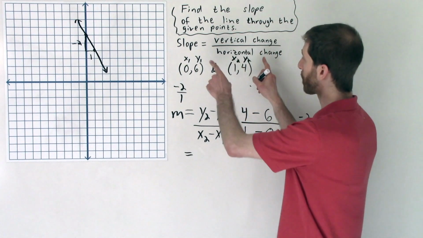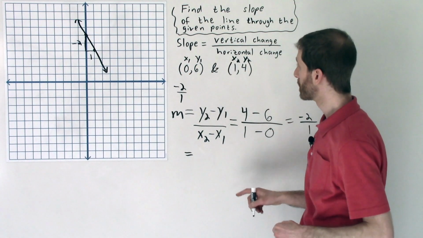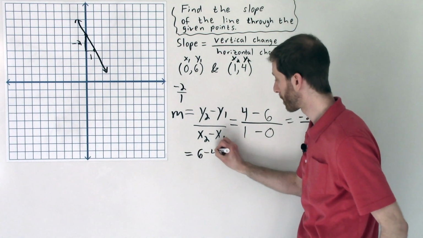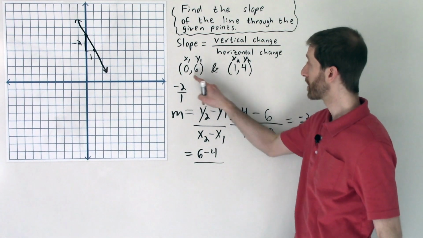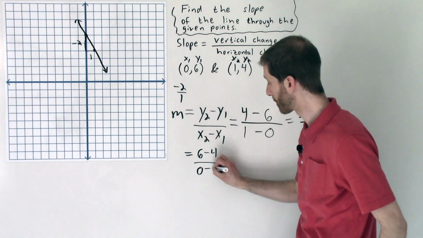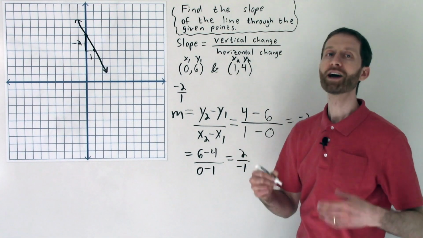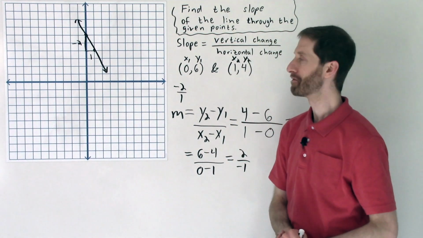We could have switched up the y2 values, the 2 values, and the 1 values. So let's say that instead we did 6 minus 4 over, and now we go back to the 0 because it corresponds to the 6, 0 minus 1. That's going to give you 6 minus 4 is 2 over negative 1, and you still get negative 2, or down 2, right 1. Very cool stuff.